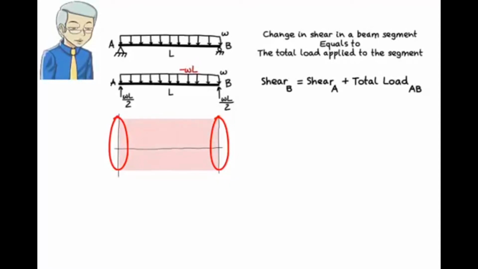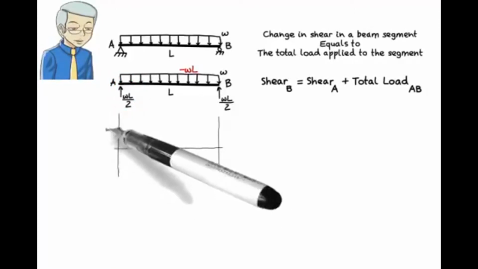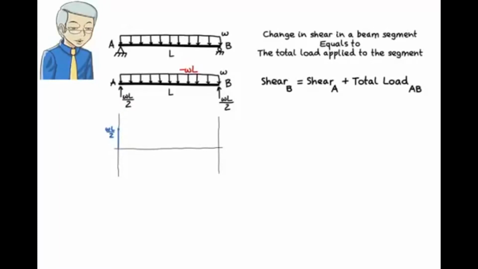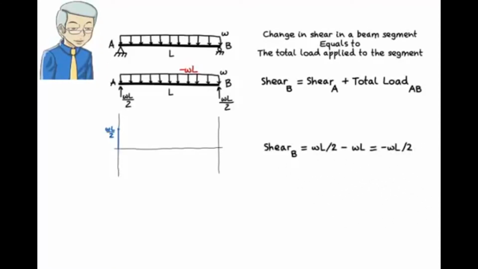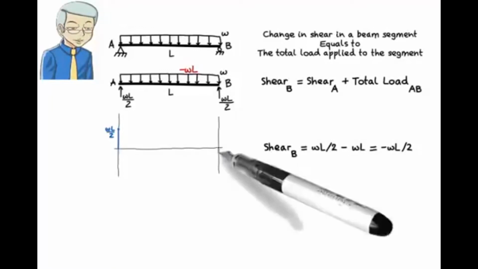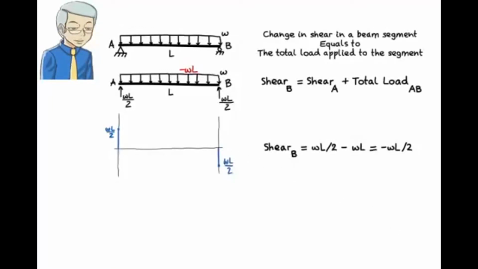In the case of a simply supported beam, shear at the left end of the beam always equals the support reaction at that end. Since there is an upward reaction of WL over 2 at the left end of the beam, then shear there is positive WL over 2. Shear at the right end of the beam segment equals the shear at the left end plus the area under the load diagram between the two points. Therefore, shear at the right end is WL over 2 minus WL, or negative WL over 2.